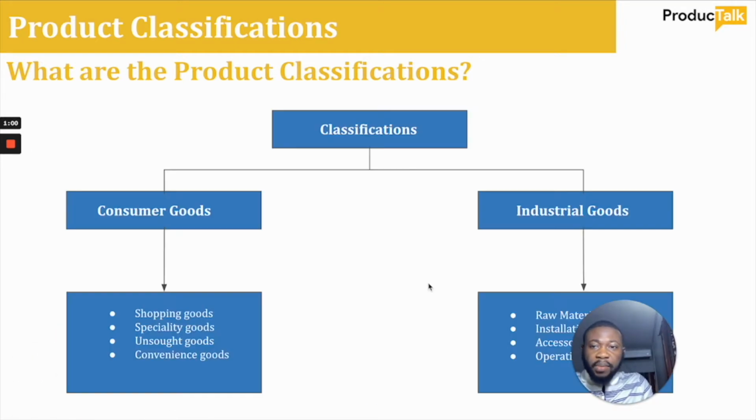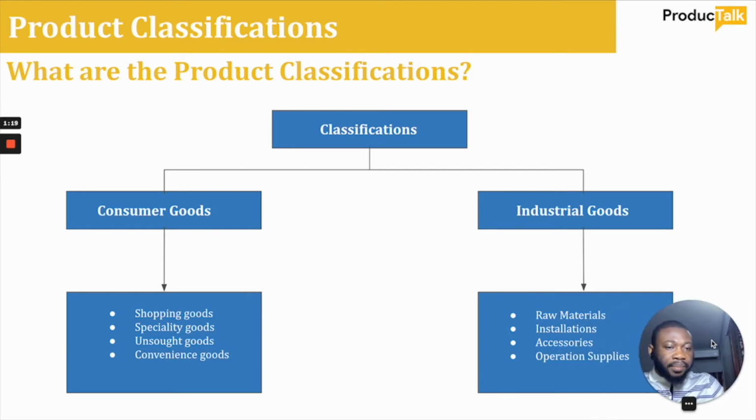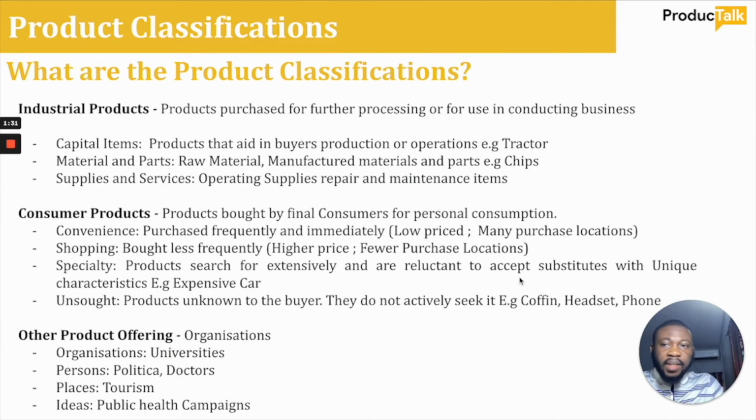Let me just show you the image here. So, this is what we have. These are the primary two things that we have. We have consumer goods, basically the goods that customers use directly. We have industrial goods for companies. Under consumer goods, we have shopping goods, specialty goods, unsought goods, convenience goods, and under the industrial goods, we have the raw material, we have installations, accessories, and operations. Basically, this belongs to businesses. So I'll be explaining it next on this slide.